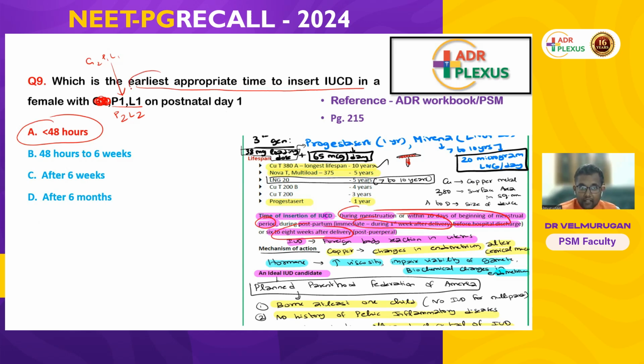Then what they are asking is the earliest appropriate time. So this is the best. This will not come. This is a suitable option. But among these two options, which is the best, the best is the same: the earliest appropriate time to insert IUCD.